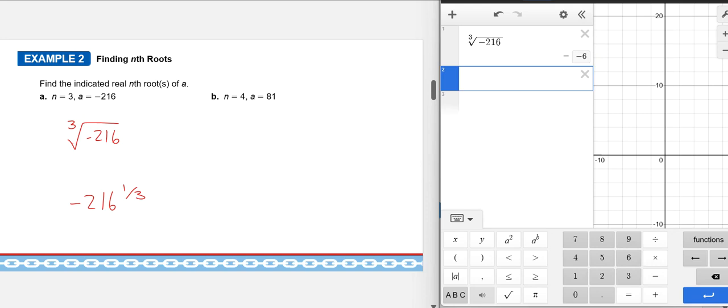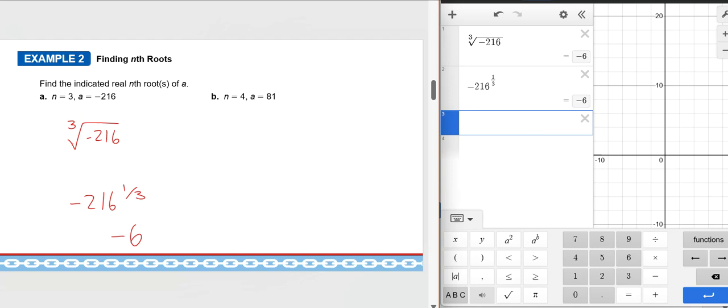If I wanted to do this in exponential form, I can hit this button here in the top row, and then I can enter my 1/3 fraction there as well. Either way, I get an answer for part A as negative 6.